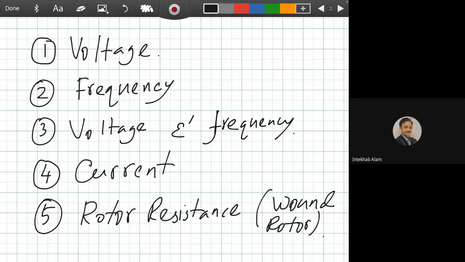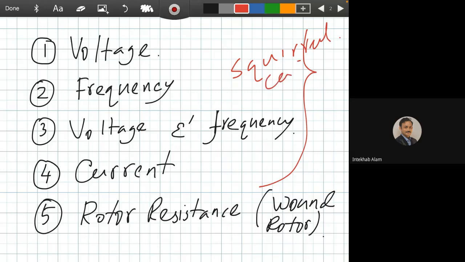We have two types of induction motor: wound rotor and squirrel cage. In a broad sense, we have two types of induction motor. So for this, these are applicable for squirrel cage. Sorry. So squirrel cage and the wound rotor motor. Do you have any question up to this point?